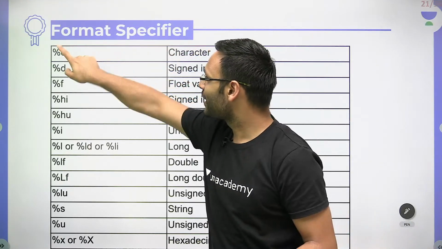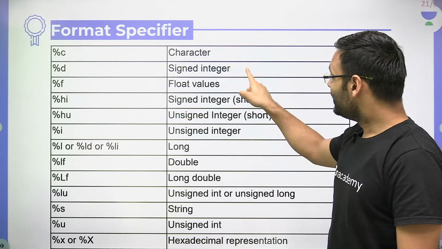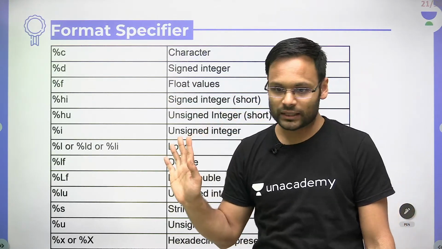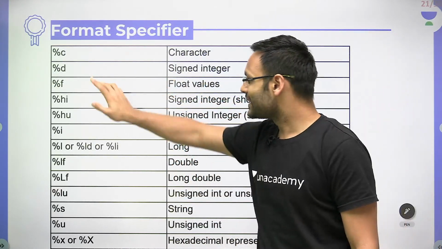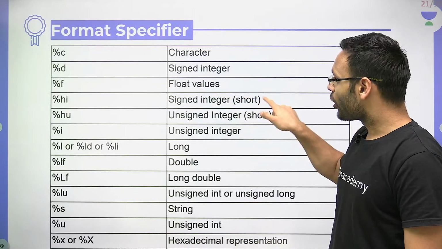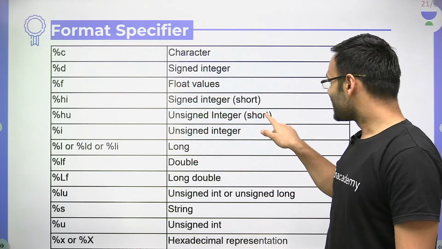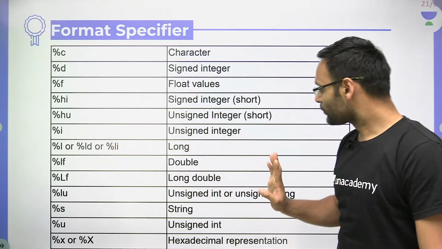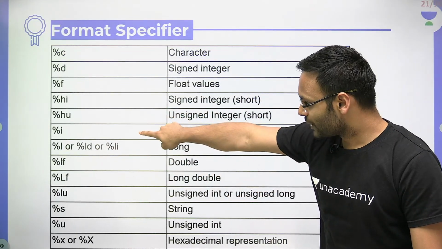Character format specifier is %c. Signed integer is %d. Signed integer means it's plus and minus both together. Then we have float value %f. Signed short integer %hi. Unsigned short %hu. Unsigned integer %i, and %u you can also utilize here.